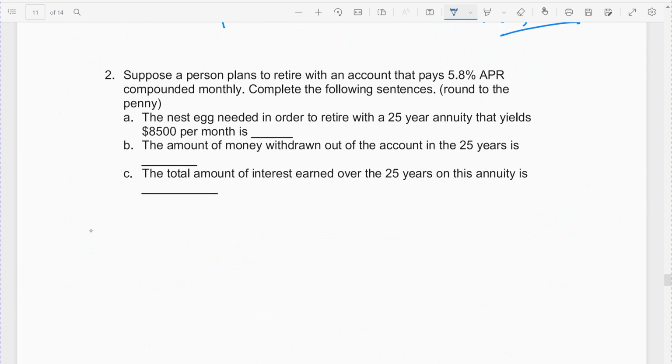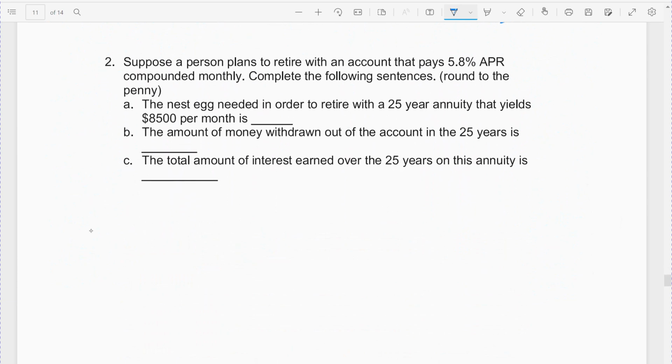Alright, the next example. Suppose a person plans to retire with an account that earns 5.8% APR, compounded monthly. Complete the following sentences, rounding to the penny. So first, the nest egg needed in order to retire with a 25-year annuity that yields that amount. So I need to figure out my nest egg. So A, amount of money withdrawn, and so on. Okay, so we'll do A first.